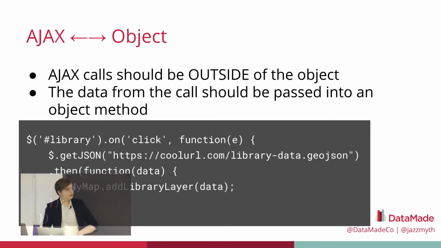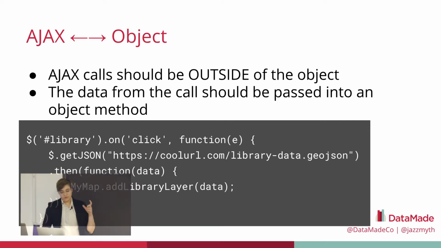So how do the AJAX calls interact with the object? All of the AJAX calls should be outside of the object. The object should just have the internal logic for building the map. And the data from the call should then be passed into those methods.